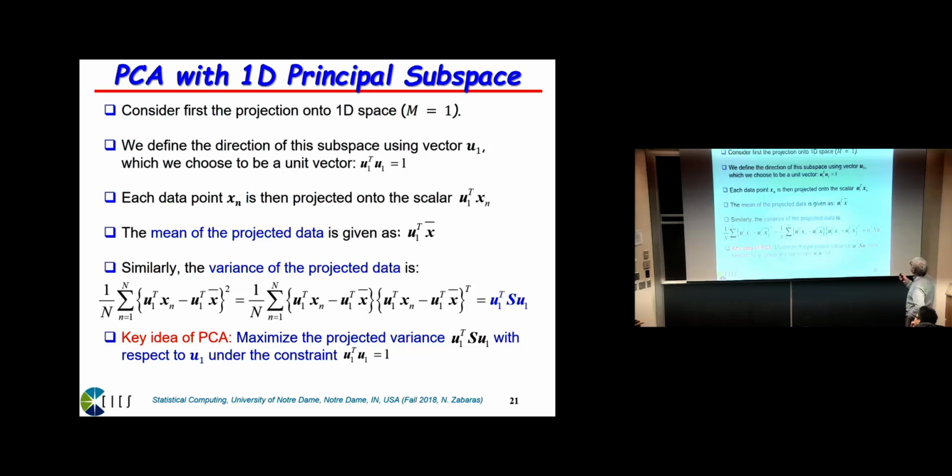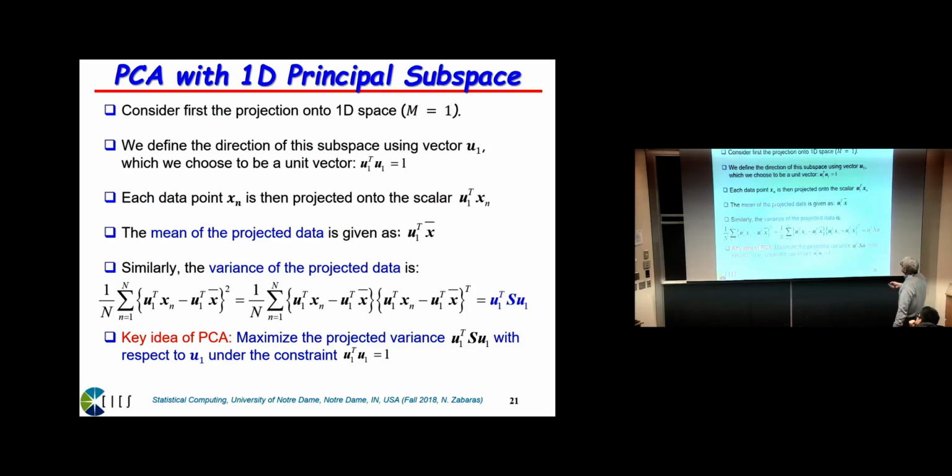So let's project the data first in 1 dimension that is spanned by this vector u1. I want to project high dimensional data in 1D, and this manifold in 1D is spanned by the vector u1, and I'm assuming that is a unit vector, u1 transpose u1 equal to 1. Would you agree that the projection of xn in the subspace with base u1 is u1 transpose xn? We agree? I'm projecting in 1D.